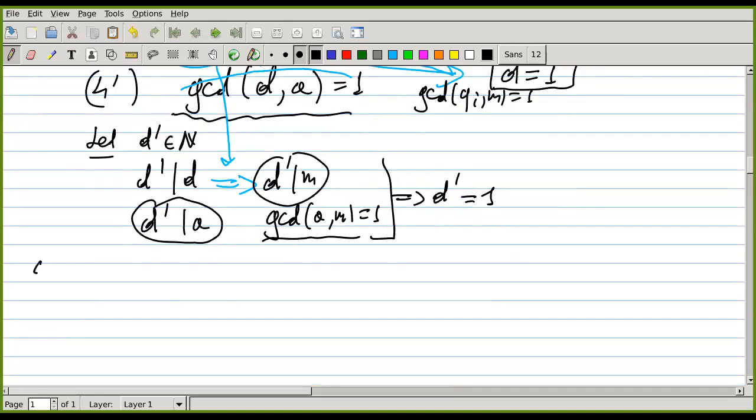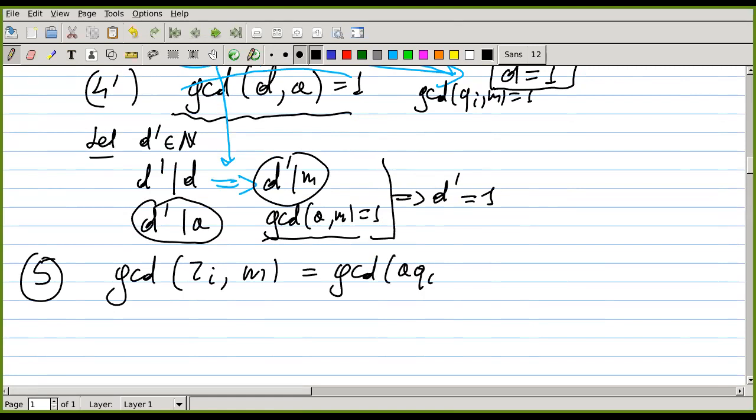My next step is as follows. I say that the greatest common divisor of Ri and M equals the greatest common divisor of AQI and M, which is 1 by the previous step. Is it clear?